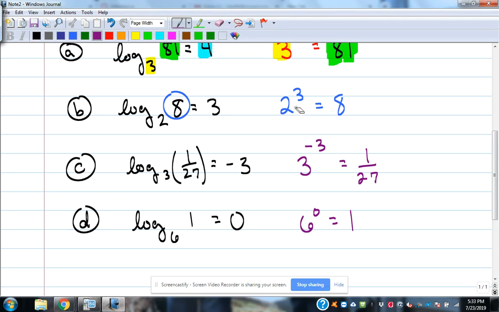Notice that every one of these statements that I've written on the right here are true. Every one of the statements on the left are true too. That 6 to the 0 power is 1. Anything to the 0 power is 1. 3 to the -3 power is 1 over 27. If you check that with the calculator, these statements are true.